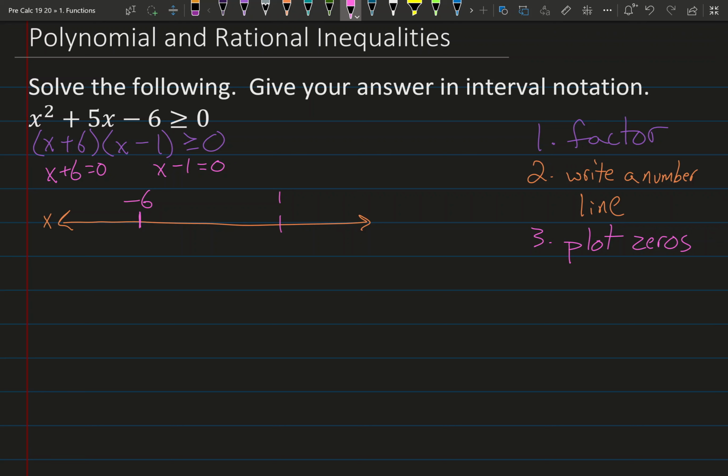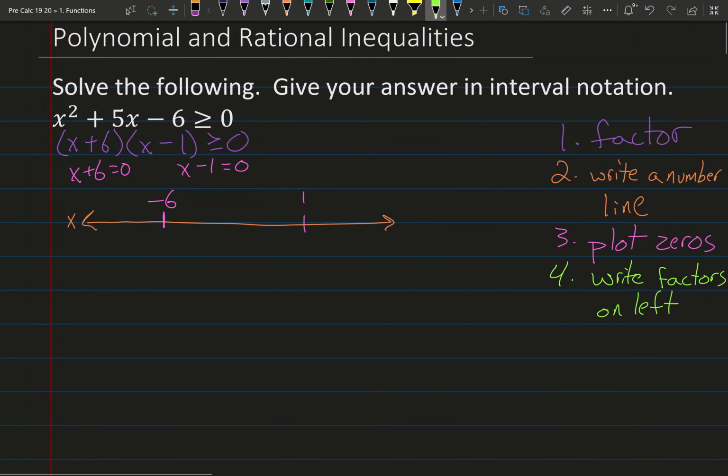It is important to properly label this sign chart, which is what this is called, and the number line at the top to make sure that all of our steps are clear and we are sure what each number means in the context of this problem. So once we have these zeros in, we are going to write our factors on the left side.